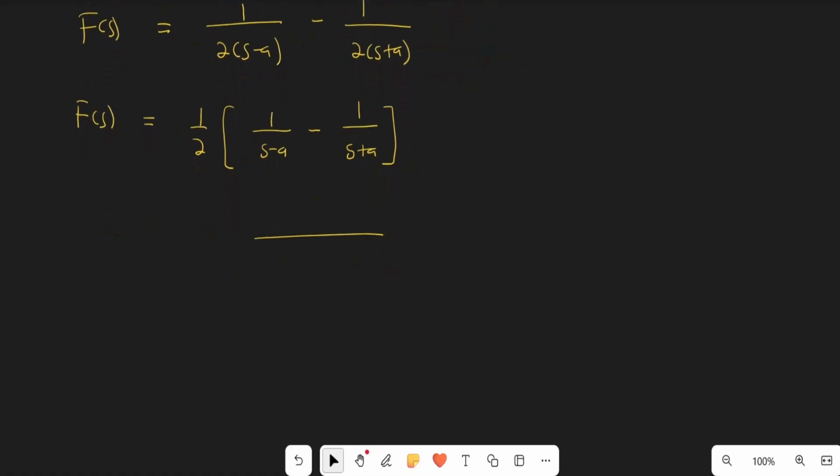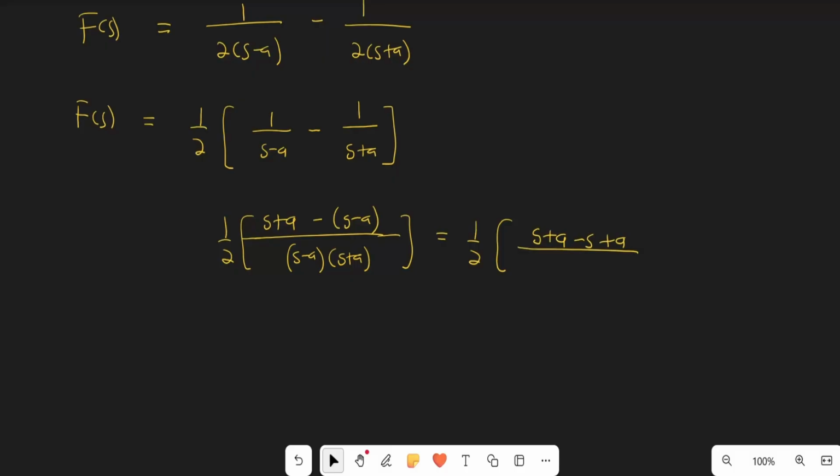So the LCM here, we are going to take the LCM of s minus a multiplied by s plus a. And when we divide, we are going to have s plus a on top here minus, this one is going to be, when we divide here, we are going to have s minus a, like this. And this is multiplied by 1/2 in front. And this is equal to 1/2, and we are going to have the numerator now s plus a minus s plus a, like this, all over the denominator, difference of two squares. When we multiply them, we are going to have s squared minus a squared, like that.